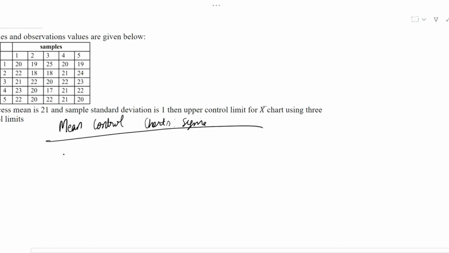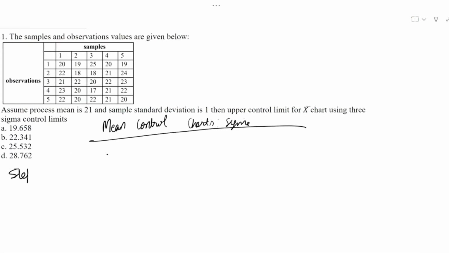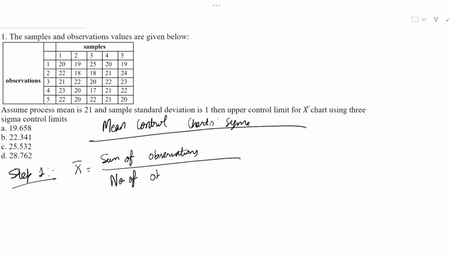For this mean control chart, step 1 is to find the mean, which is the sum of observations by the number of observations. Now here the mean is given as 21. Next, the sample standard deviation is given. We have to find the standard deviation.